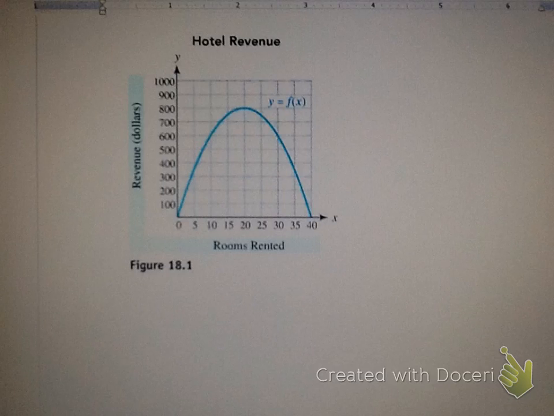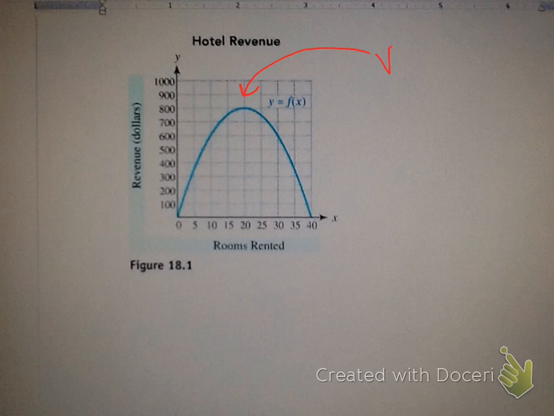This is a parabola of a hotel revenue. Say you stay at the hotel, if you rent so many rooms, then the price of the rooms goes down. And so the hotel makes money as you're renting rooms, but then at some point it starts losing money. So this parabola represents the hotel's revenue and how many rooms can be rented and how much money they're making. So a little bit of vocabulary.